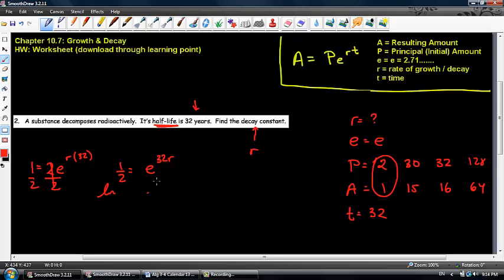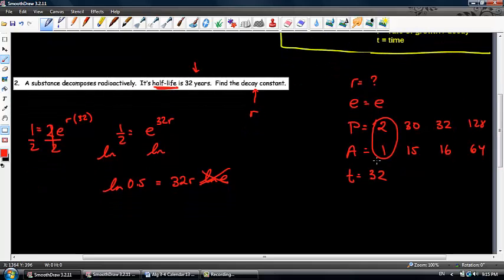I'm going to take the natural log of both sides, so I have the natural log of, I'll change this to a decimal, 0.5 equals, I'll set the equation up first, 32R times natural log of E, and the natural log of E is going to go away as we saw in the last problem. So I'm going to divide both sides by 32. So I'm going to take the natural log of 0.5, and divide that by 32. So R is approximately equal to negative 0.0217.